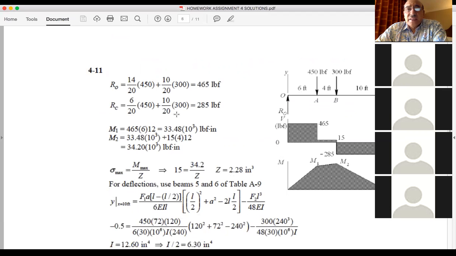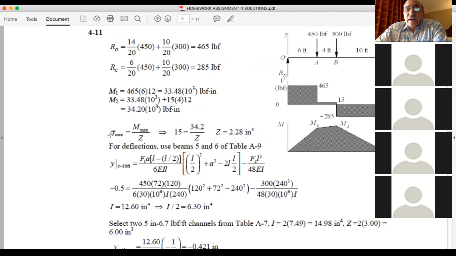These do not depend on knowledge of anything about the cross section, but then we apply the first constraint, which is at the maximum moment, which is M2 in this case, the stress should not exceed the 12 KSI that's required. And that can give us some idea about the section modulus, Z. Z is actually second moment divided by C, which is the distance from neutral axis to top surface. So that can give us an idea about this. We can put it aside.